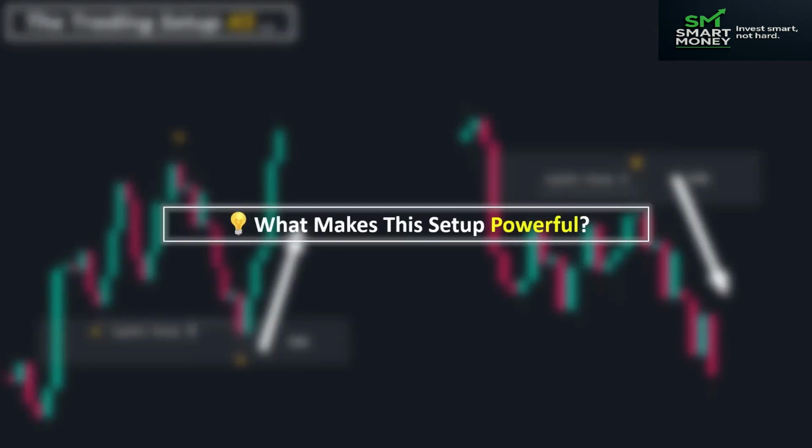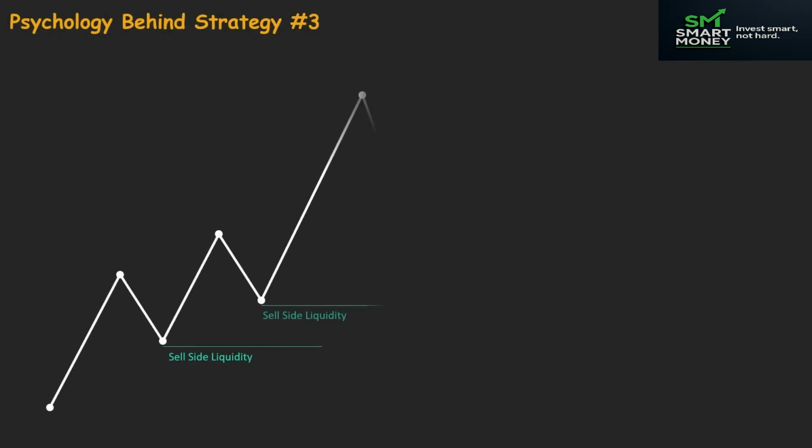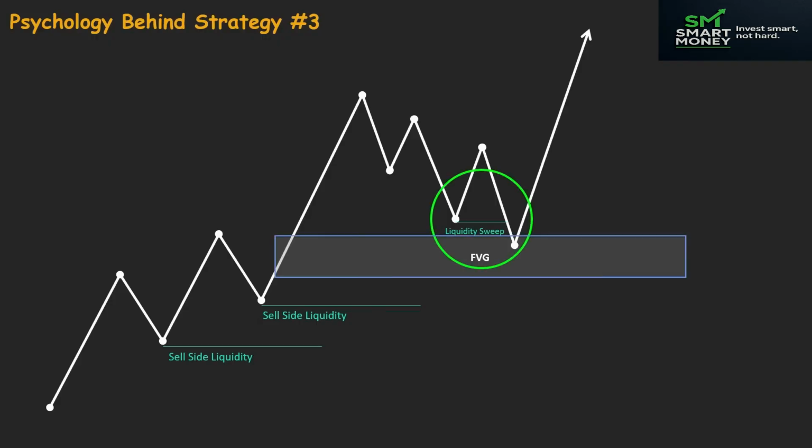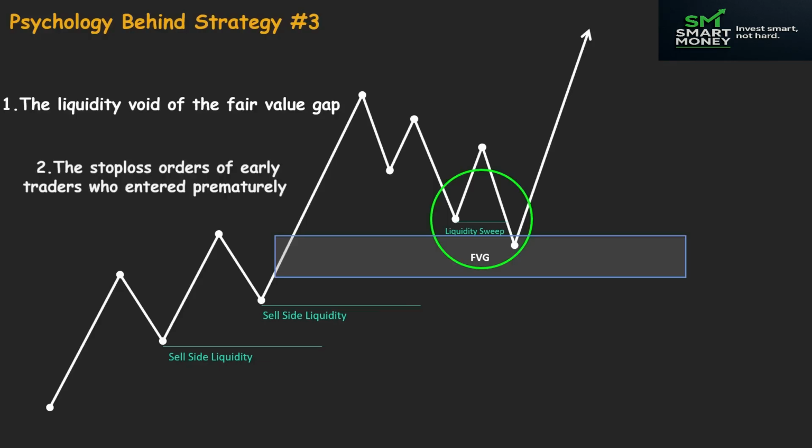What makes this setup powerful? The psychology behind this setup is simple, but very effective. The magic happens when the market clears out liquidity and mitigates the fair value gap at the same time. When the market sweeps liquidity near a key area, like a lower high, and simultaneously mitigates a fair value gap, it removes two forms of sell-side or buy-side pressure: the liquidity void of the fair value gap, and the stop-loss orders of early traders who entered prematurely.